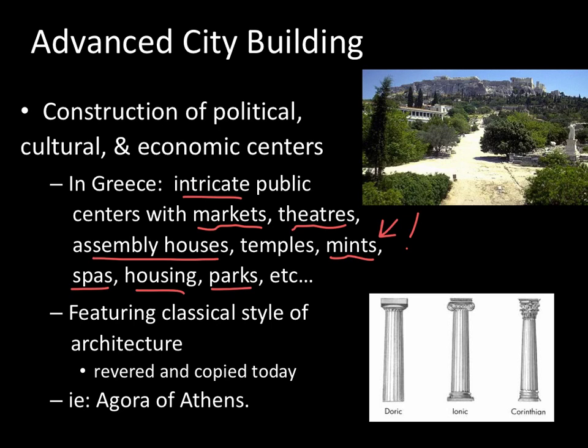One of the other things that made them significant was their classical style of architecture. This style of architecture is still copied today in a lot of American buildings, not just in America, but really, I should say, globally. What we're going to see in the next slide is an example of just how much more advanced the Greek city building became as they advanced over time when we take a look at the agora of the city-state of Athens. We will look at that in the next slide.